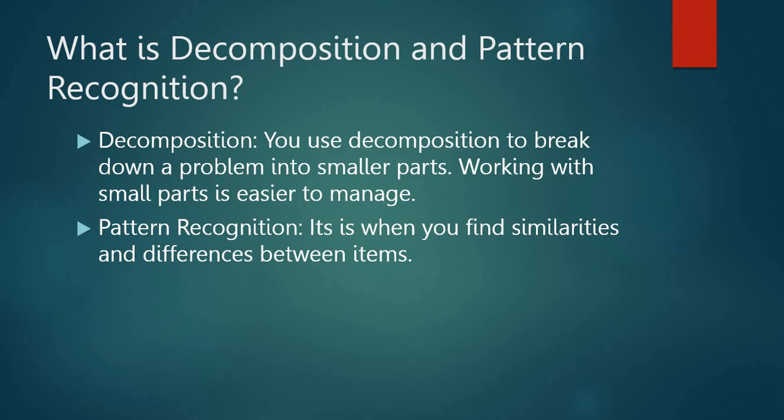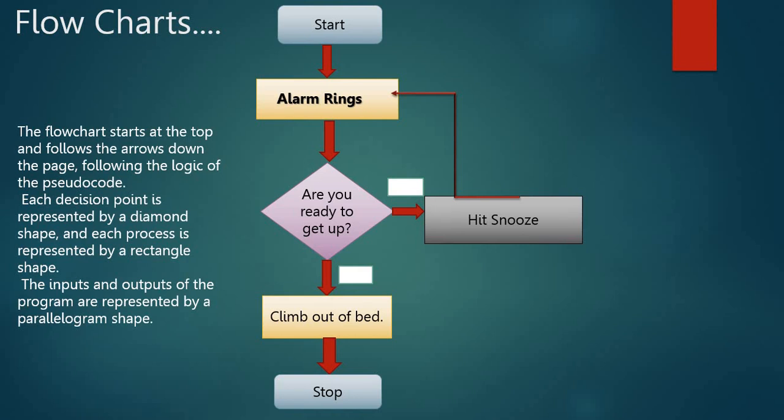We can also use flowcharts to show computational thinking. Imagine you have to get up for studying on a Sunday, and you, or let's say a robot, have created this flowchart about it. A flowchart starts at the top with start and ends at the bottom with a stop, and they are denoted with a rounded rectangle. Each decision point is represented by a diamond shape, and each process is represented by a rectangle shape. The inputs and outputs of a program are represented by a parallelogram shape.